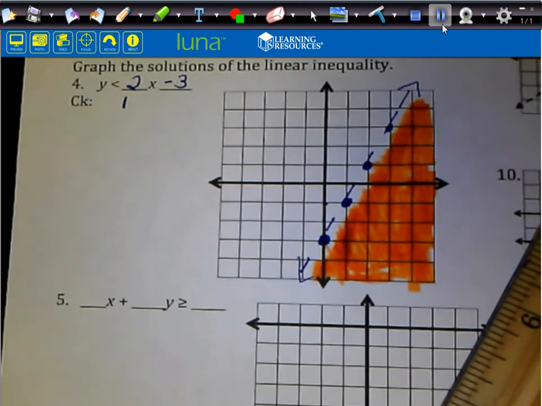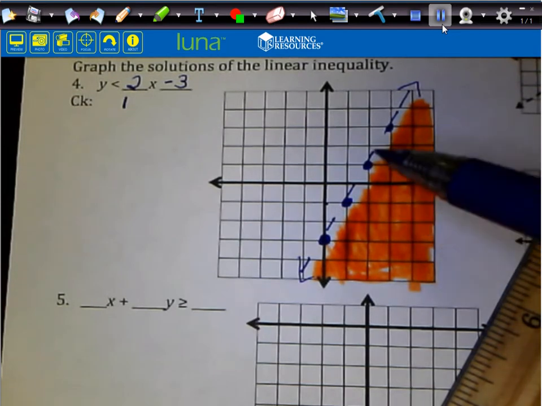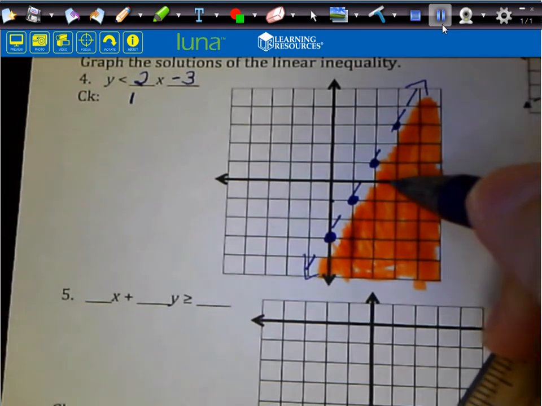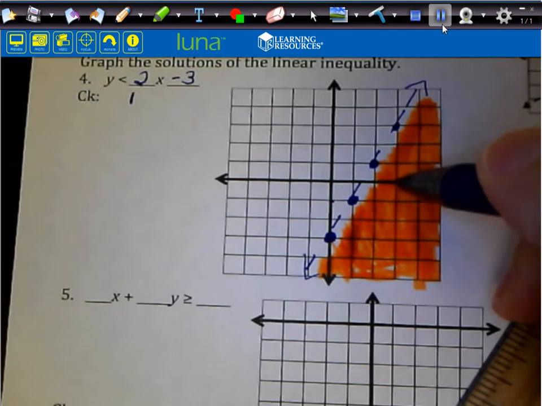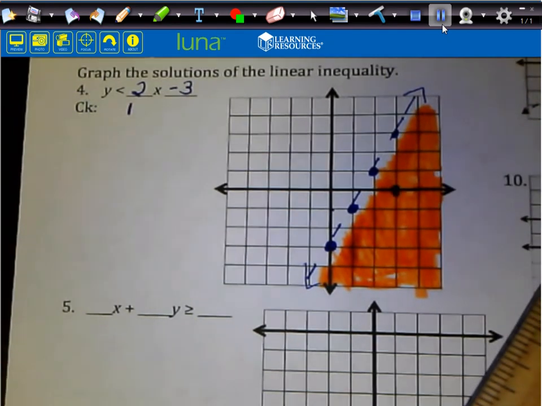Hopefully yours looks a little prettier than mine does. That's all right. All right, now we've got everything shaded. We need to pick a point and make sure that we shaded the correct region. So I can pick any point in this shaded area that I want to. I'm going to pick this point right here. I try to make it the easiest point possible.